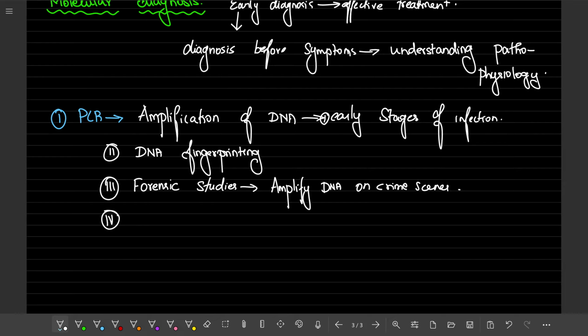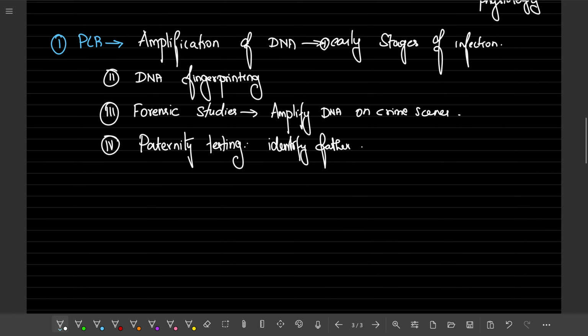What else? Paternity. What is that? What is paternity testing? What will they find out? Paternity specifically means what? The mother is obviously known, the mother is the one who gives birth. To identify who is the father, that is paternity testing. So to identify the father, all these things PCR is going to be useful for. So yeah, that is PCR.